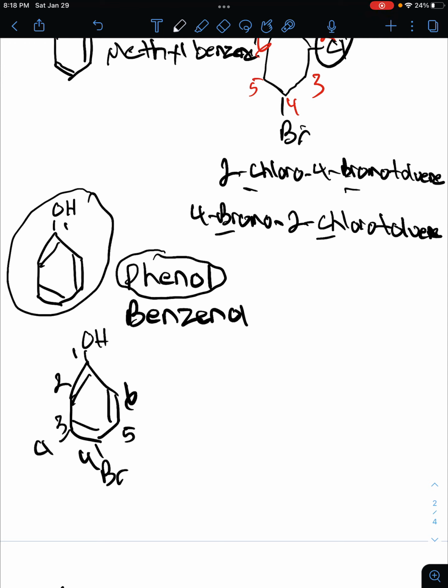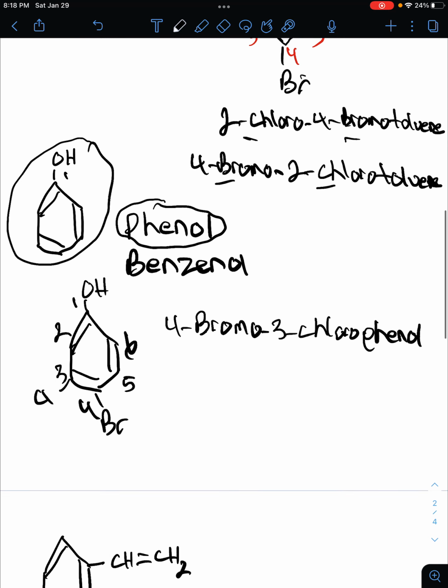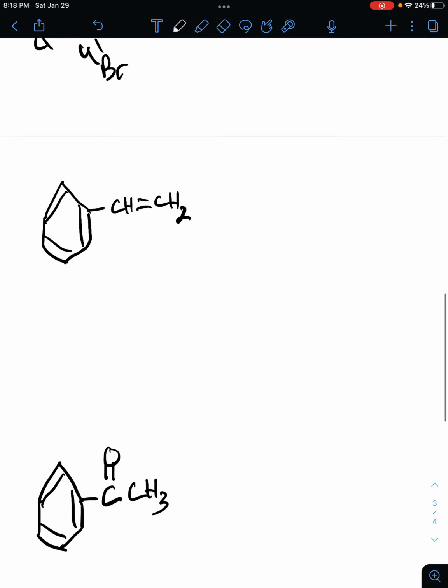But the bromine is alphabetized first, so this would be 4-bromo, 3-chloro phenol. 4-bromo, 3-chloro phenol. Remember, you have to alphabetize it.